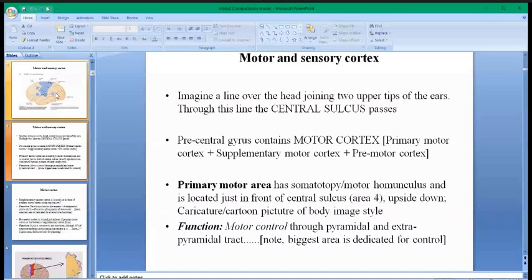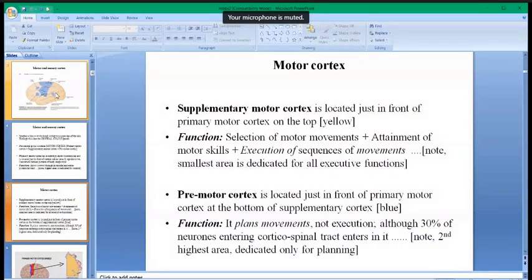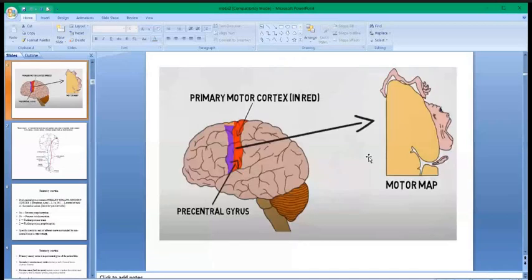So the primary motor area is the biggest, the red one. Supplementary, we have seen it in yellow color, right? And premotor area in blue color. Premotor area plans movements. Supplementary motor area is for execution of movement. And the red one, the primary motor cortex, is for control. Is it clear now?